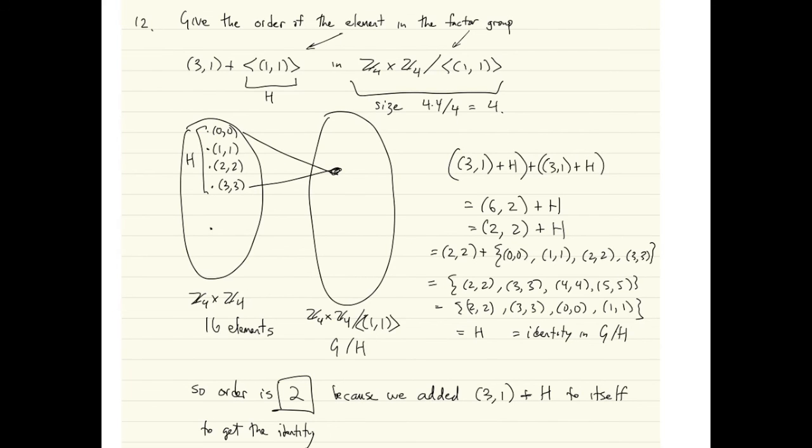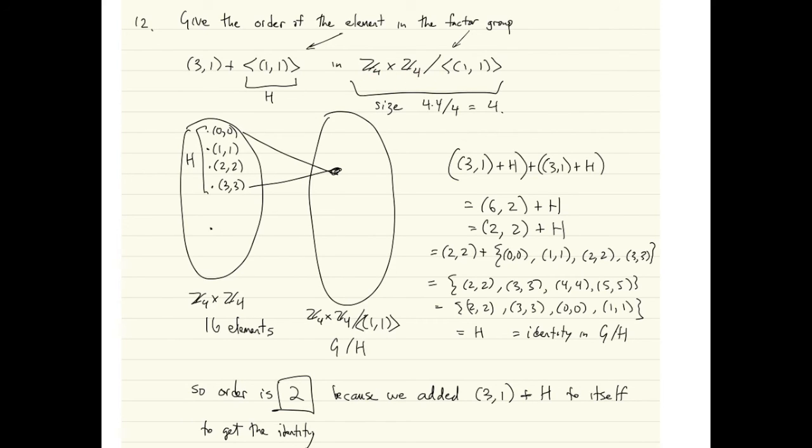Okay, let's do problem 12. It says give the order of this element (3, 1) plus this subgroup. So this here is a coset. It's an element of this factor group. Again, it's very conceptually challenging because there are so many numbers floating around essentially. So let's see what's going on as a picture.